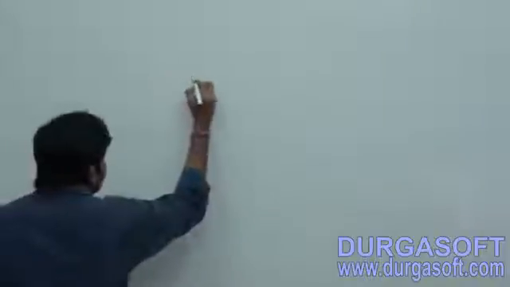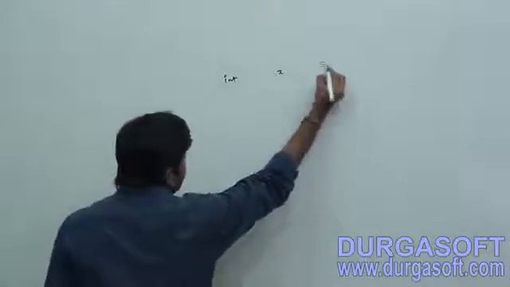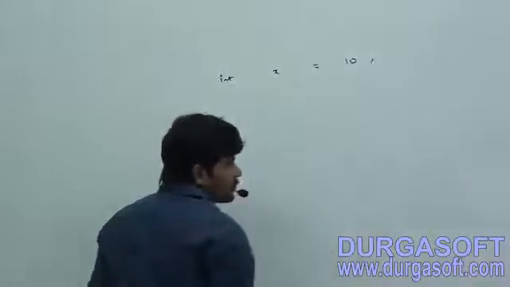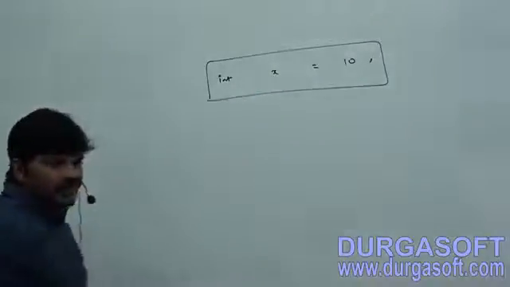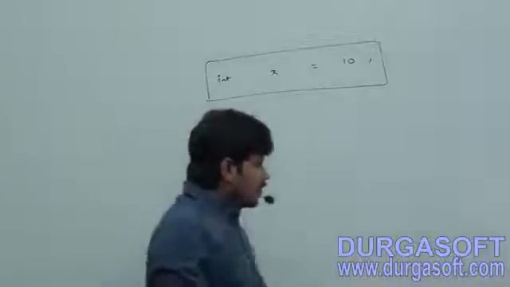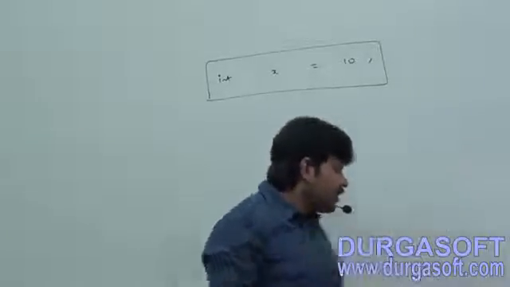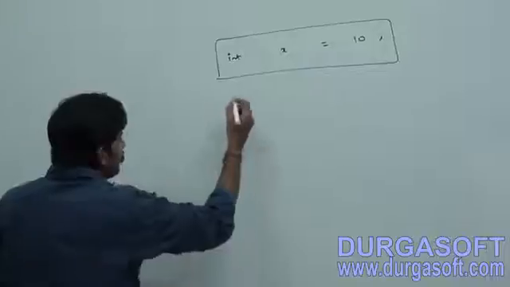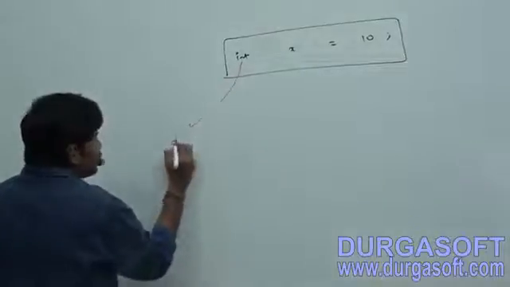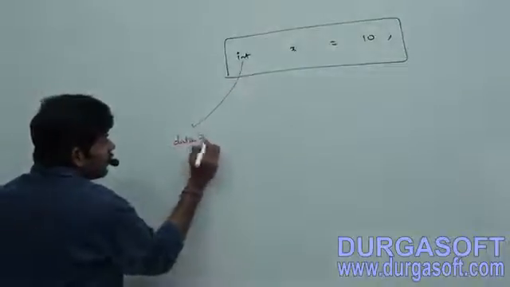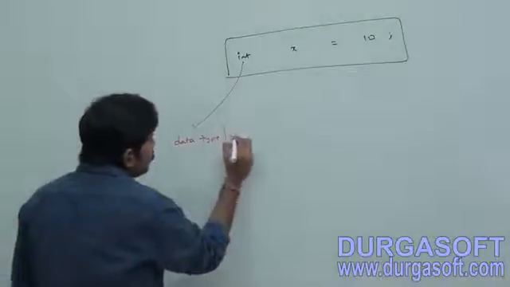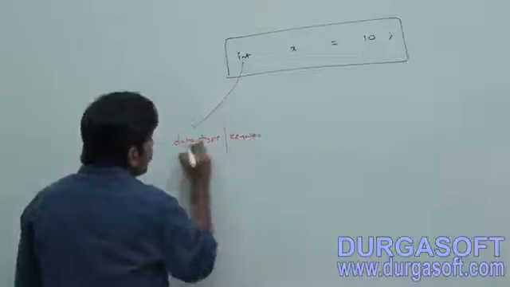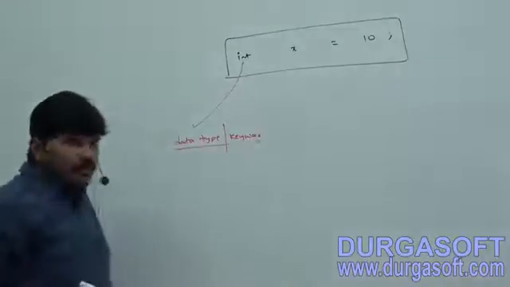Here, just observe. Suppose I take int x is equal to 10. Can you tell what is int? Int is a data type. Correct or not? Or we can use the term, it is a keyword. Int is a data type or keyword.